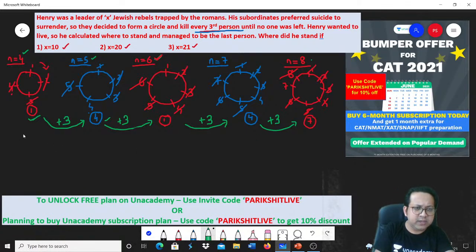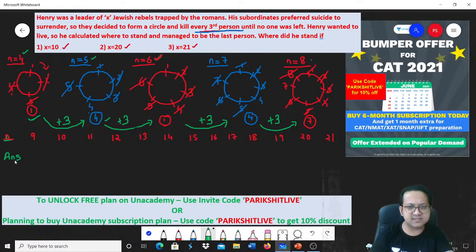Okay, let's continue. Let's use a different color here. What are the different possible values of n? n can be 9, n can be 10, n can be 11, n can be 12. Remember, in the question, they are asking you till 21. So n can be 13, 14, 15, 16, 17, 18, 19, 20, 21. Let's write down the corresponding answers for each of these cases.